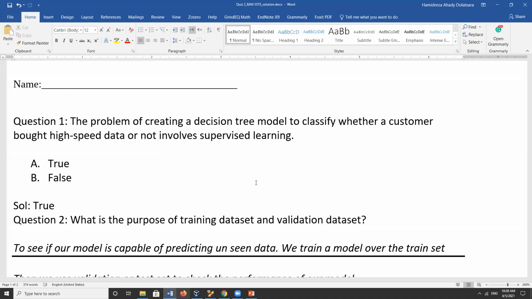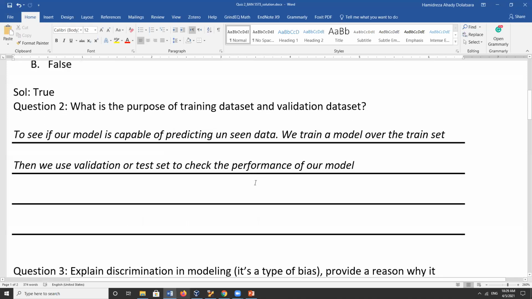Any questions for the first problem? I just wait a little bit because it's an online class. I cannot see your faces. Then I go to the second question.